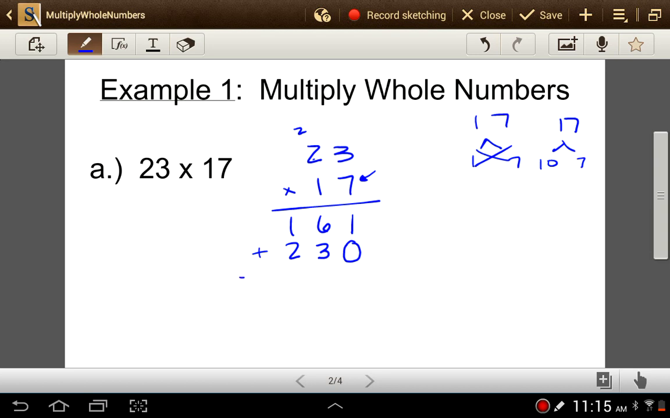So notice those are shifted over from the top row. Now the last step is to add them. 1 plus 0 is 1, 6 plus 3 is 9, 1 plus 2 is 3. So my final answer is 391. And that's how you multiply. Okay, if you need to pause, go ahead. Otherwise, I'll be moving on to my next example.